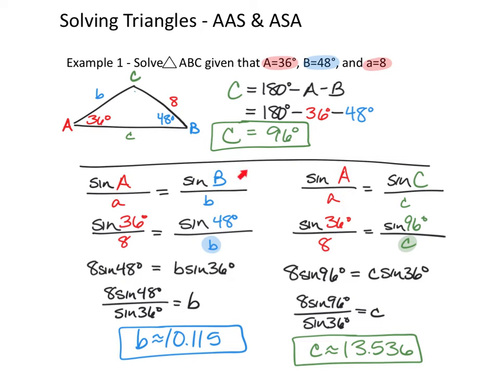Then you set up a different proportion, this time still using sine of A over A because that's what was given. Obviously, you could use the B's now that you know B, but we'd have to round it, so it gets a little bit inaccurate. I like to stick with what we started with and set that equal to the other proportion. We can cross multiply and divide to solve for C and get the side length for C.